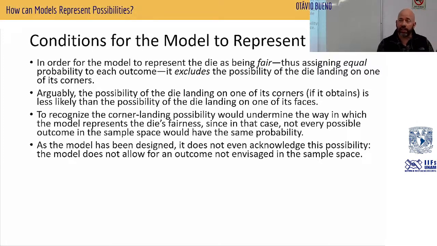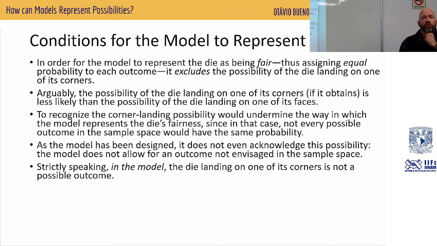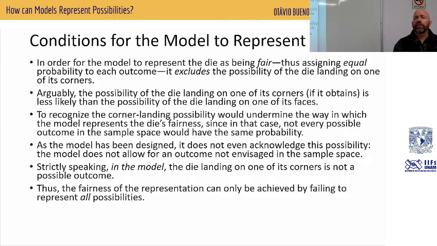But, as I said earlier, one thing is a phenomenon that is highly unlikely, maybe has probability 0. Another thing is a phenomenon that is impossible. That's a distinction that we want to draw, and the model doesn't allow us to do it, because it just lumps the highly improbable in with the impossible, because there's no way in the model to represent that as a genuine possibility. So strictly speaking, in the model, the die landing on one of its corners is not a possible outcome. Thus, the fairness of the representation can only be achieved by failing to represent all possibilities.